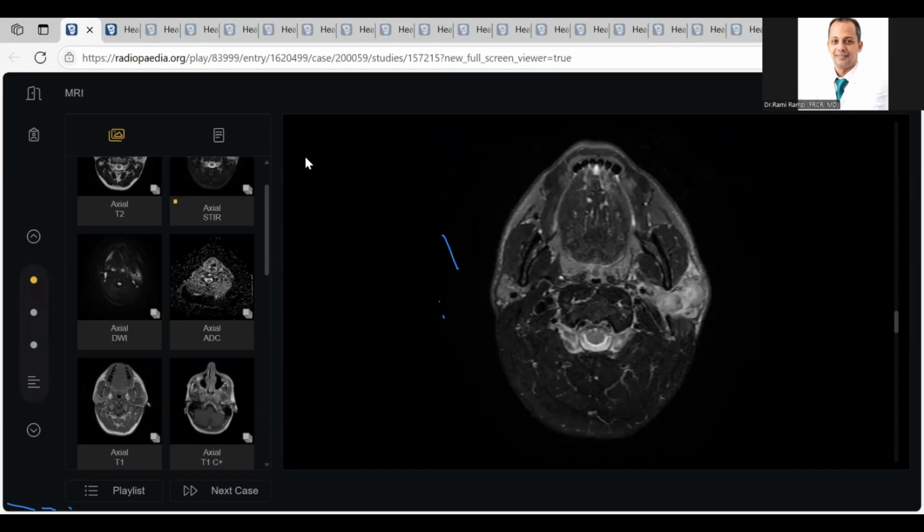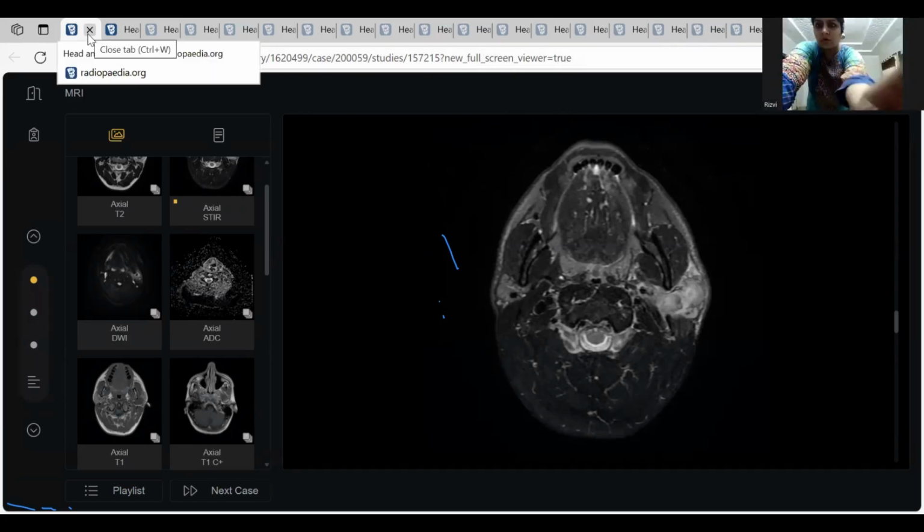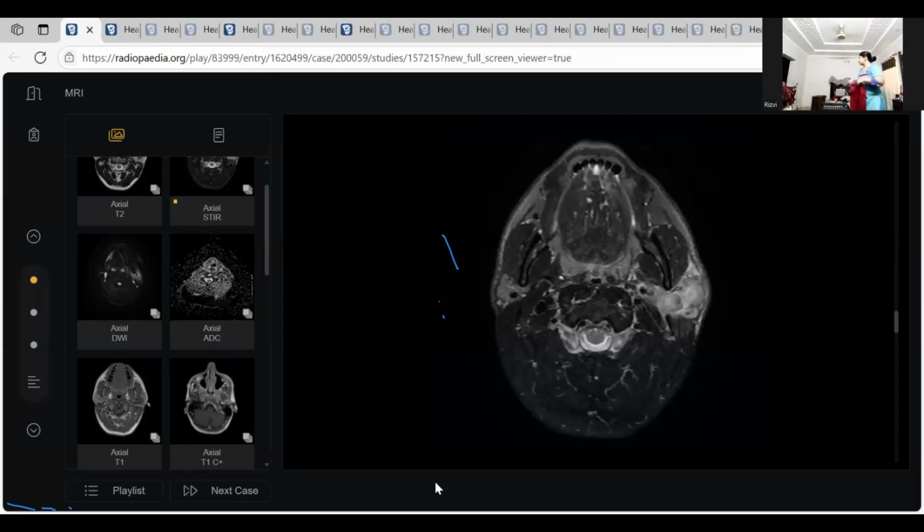Thank you so much, doctor. This is a left parotid abscess. The pathology or the etiology is not known.